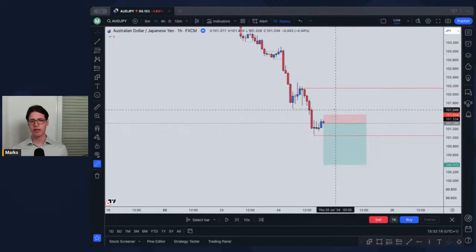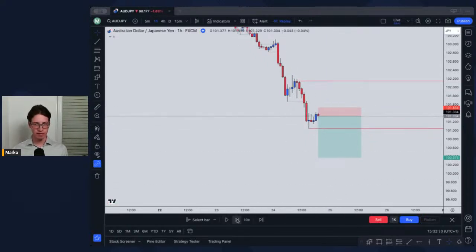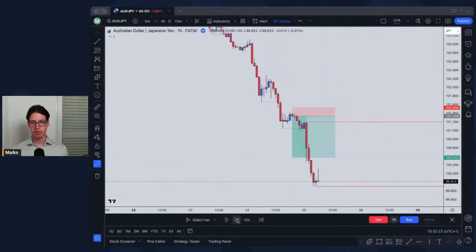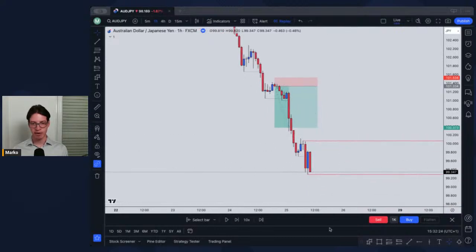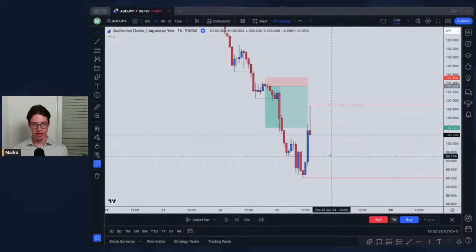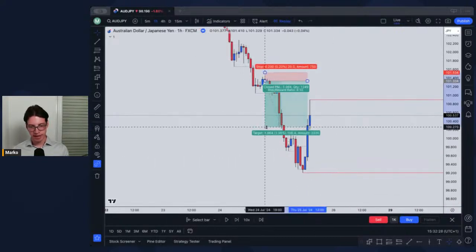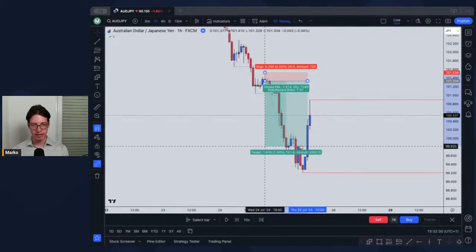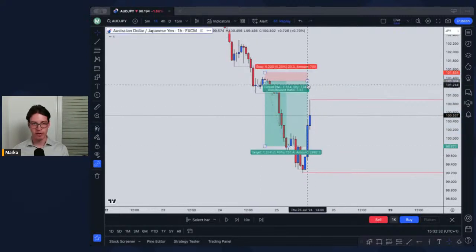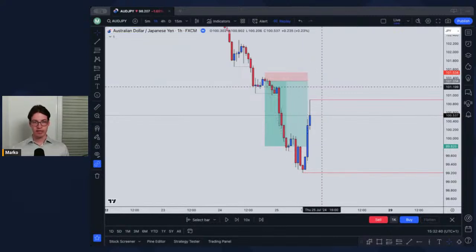So I took it with a 20 pip stop loss, and price fortunately did melt down, as you can see here, and I did exit the trade at this level, 2 pips above this level. It was like a 7.5% winner, something like that. So a very nice, very big winning trade. Very high probability as well.